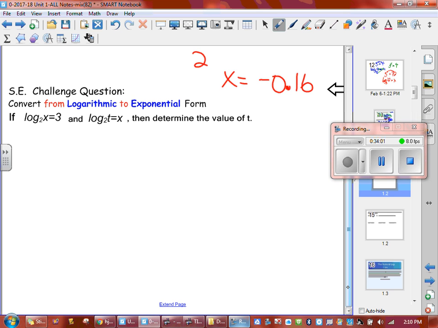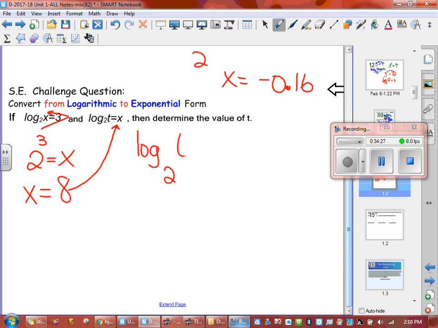So we've got 2 exponent 3 is equal to x. Therefore, x has to equal 8. That's what 2 exponent 3 is. Now I'm going to substitute that number where that x is. So now I've got log base 2 of t is equal to 8. Now I can do the 7 rule on this one and switch it to exponential form and solve for t. So that means 2 exponent 8 will equal t. When I punch that in the calculator, we're going to get t is equal to 256. Okay, check your work, please.